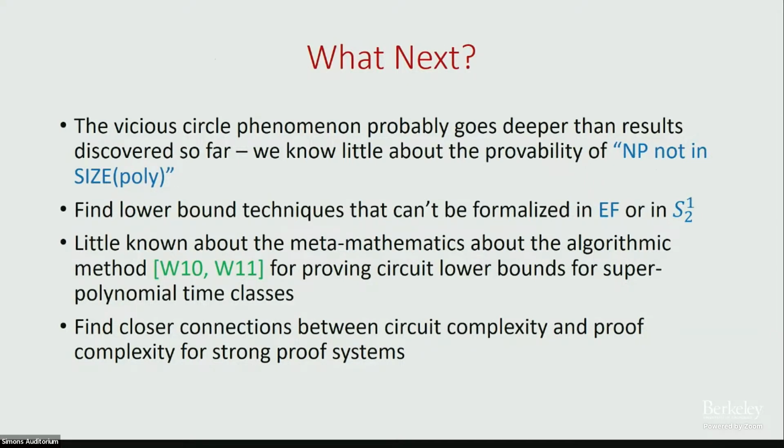I mean, this vicious circle phenomenon probably goes much deeper in the results discovered so far. For example, the unconditional results we know are all about much stronger lower bounds than NP not in polynomial size, or about NP not in co-nondeterministic size, or about the polynomial hierarchy being separate and so on. So we know little about this. So it'd be interesting to see whether, for example, you can show that one-way functions exist in these polynomial time-bounded reasoning systems, or some other cryptographic primitive, to show other results along these lines. I think it hasn't been thought about that much. There are these recent results, but I feel that it hasn't really been explored as much as it should have.